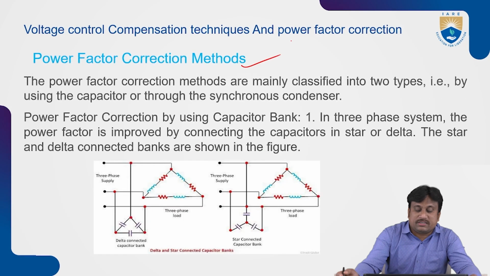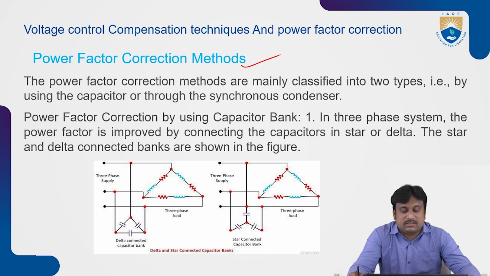So power factor correction methods are used here: delta and star connected capacitor banks. These can provide suitable voltage control. Power factor correction methods are mainly classified into two types: by using capacitors or through the synchronous condenser.